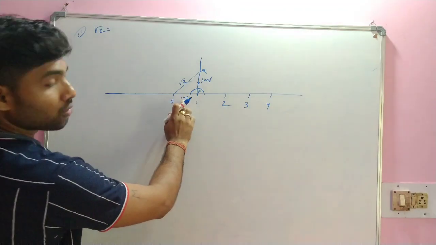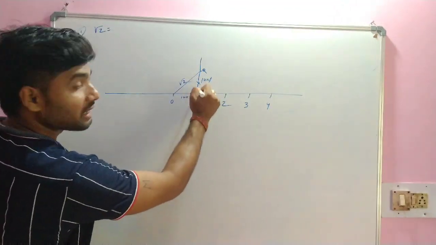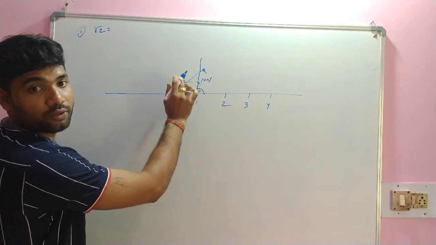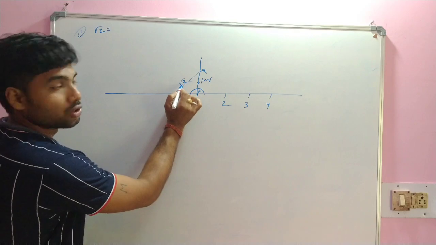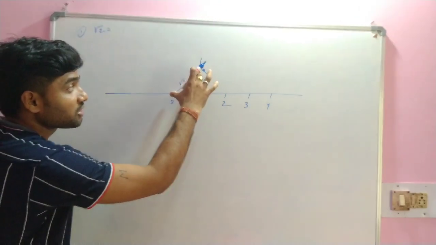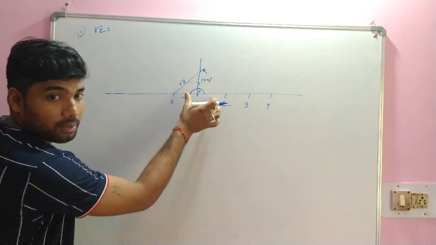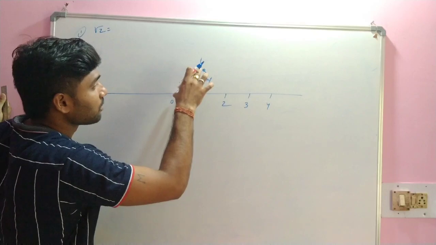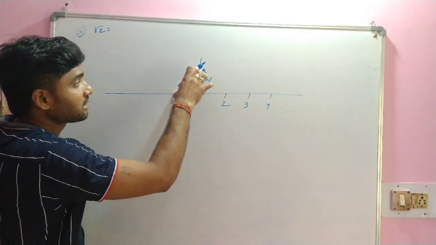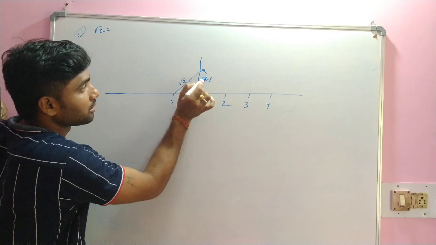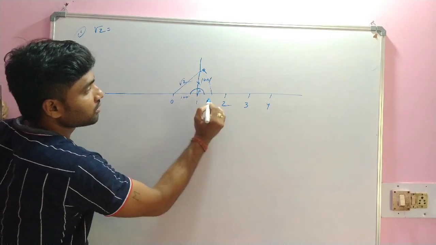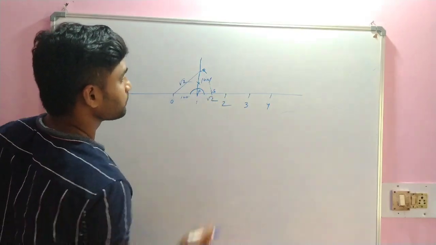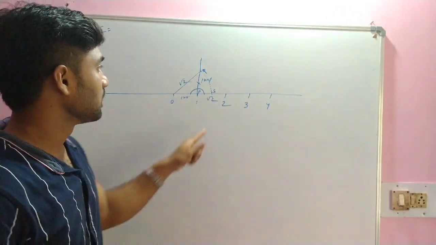Because it's a right angle triangle, the hypotenuse value is the root of 1 plus 1. How much? Root 2. So how can you represent the length of this root 2 on the number line? You have to draw an arc with the help of a compass. Same length, draw the arc. So this one is root 2. Suppose this point is S.